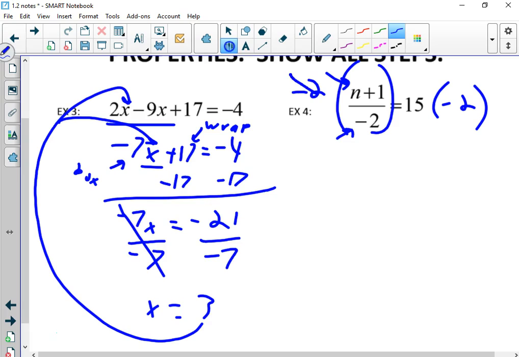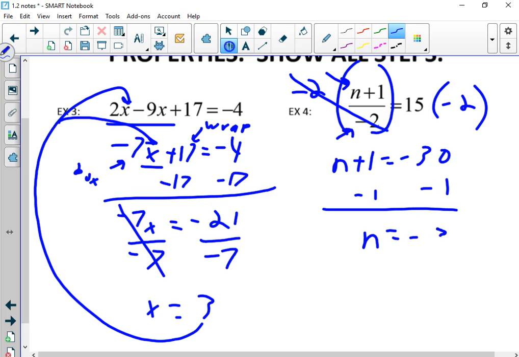Now, that leads me to n plus 1 equals negative 30. Now remember, positive times negative is negative. Now, show your work. Subtract 1, n equals negative 31. Which, again, we plug back in right there. Negative 31 plus 1 is negative 30. Divided by negative 2 is positive 15. 15 equals 15, it checks out.